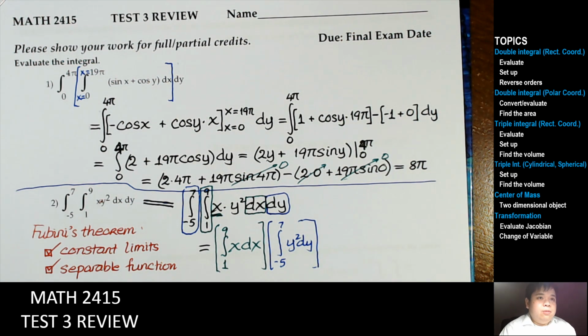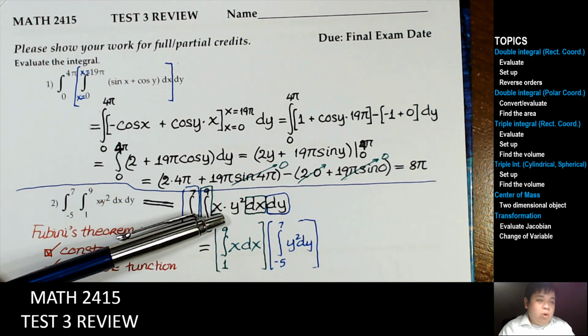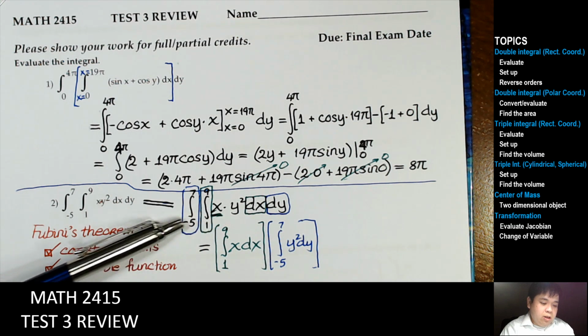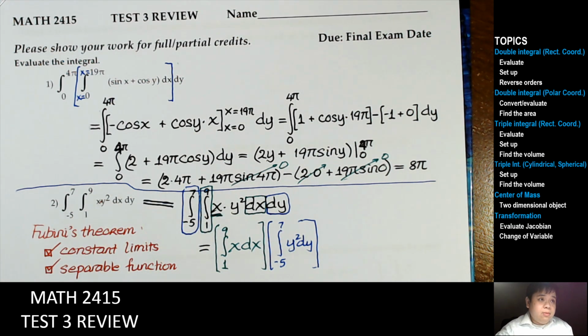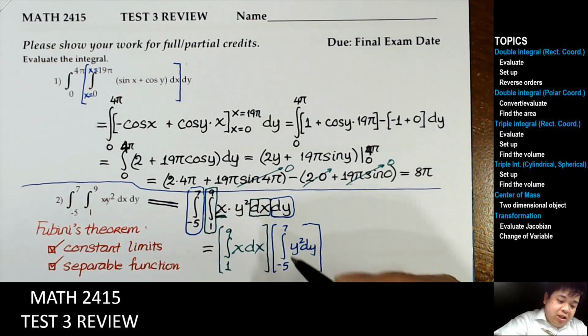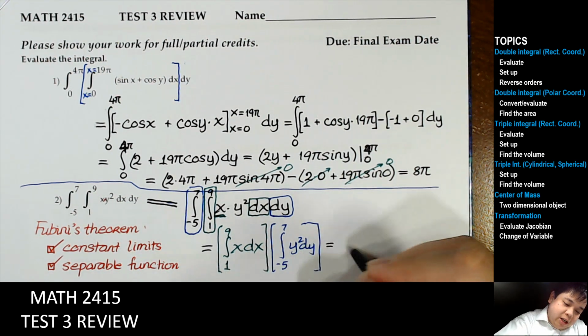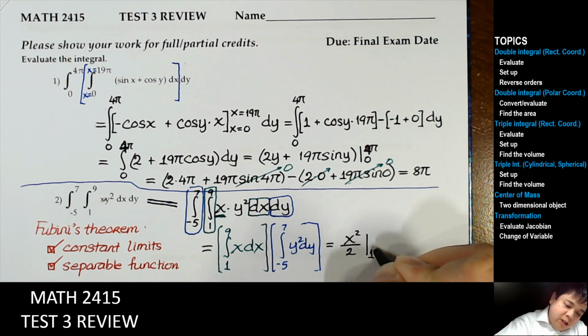So that is of course only when the function is separable and the limits are constant. Alright. And the rest is simple. We just integrate. This gives us x squared over 2 from 1 to 9.